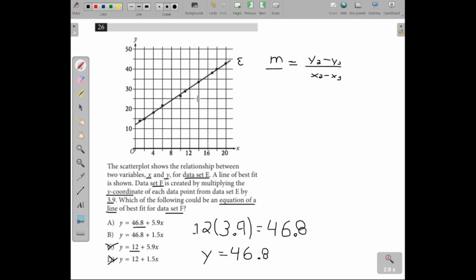Now to find the right answer, we need the slope. So we know that the y-intercept of this dataset F starts at 46.8. So it goes around that, something like that, for dataset F. So we have one pair of coordinates. The values of x don't change at all. So when x is equal to 0, we found that y is equal to 46.8.